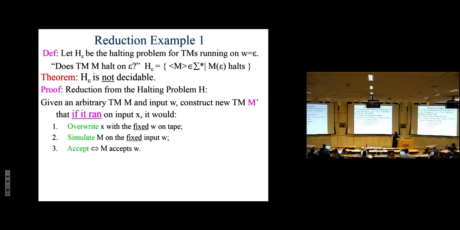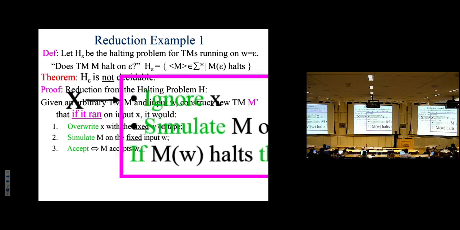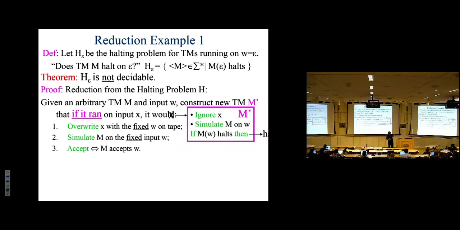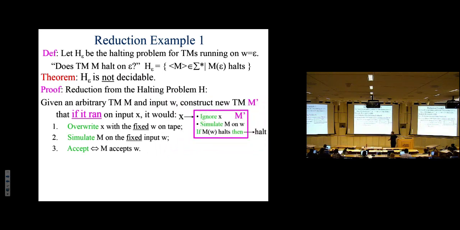If M accepts W, it would accept. If M rejects W, it would reject. If M runs forever, it would run forever, and so on. But that's what it does. Okay, so here's that new machine M prime, denoted diagrammatically or pictorially.